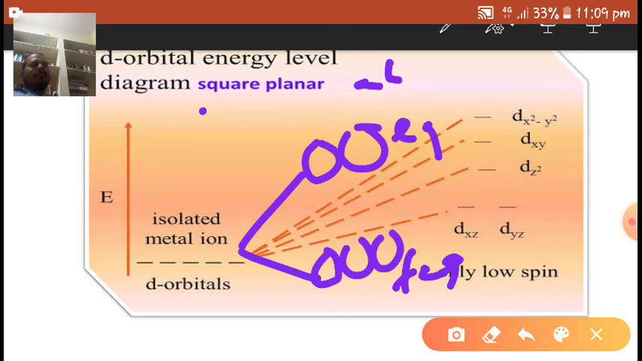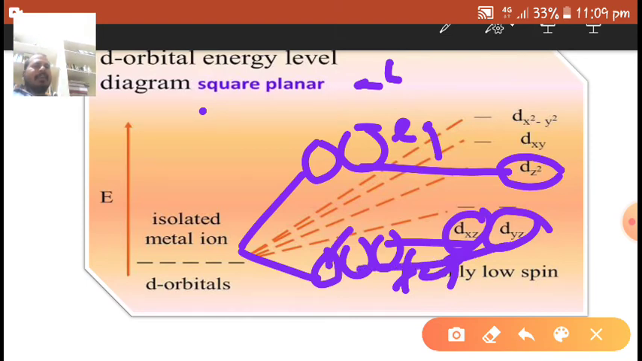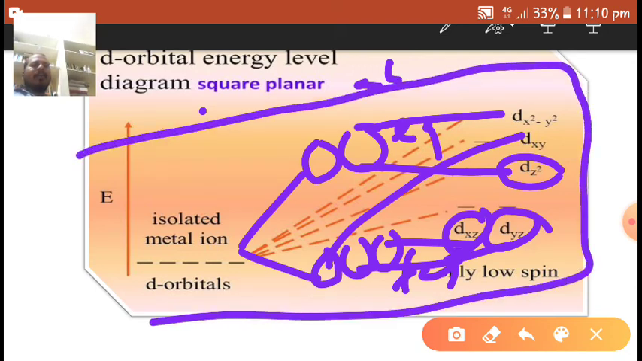Here there is no ligand along the z-axis. So the orbitals which lie along the z-axis and which lie between the z-axis, their energy will be decreased. So here dz square energy is decreased, and dyz and dzx energy is decreased, and dxy energy is increased. So here dx square minus y square is increased. So it is the d orbital splitting in square planar complexes.